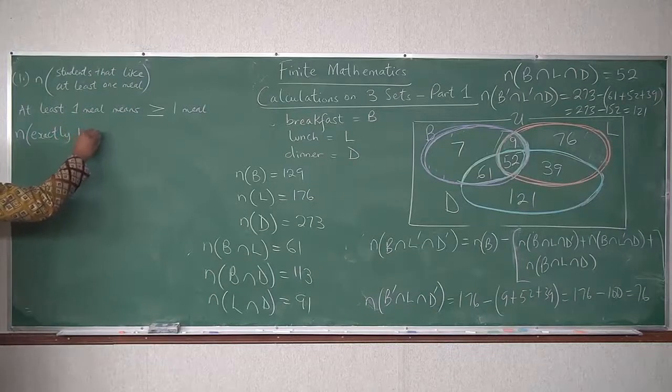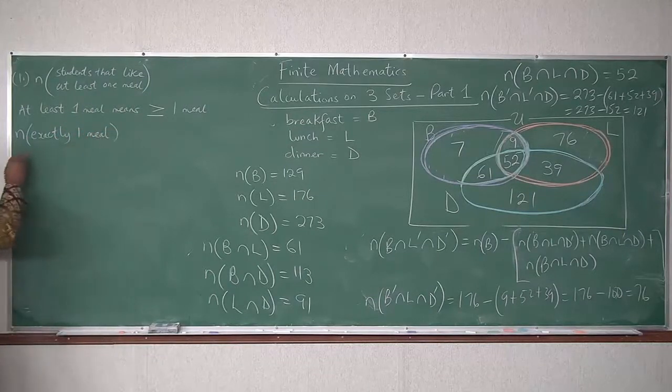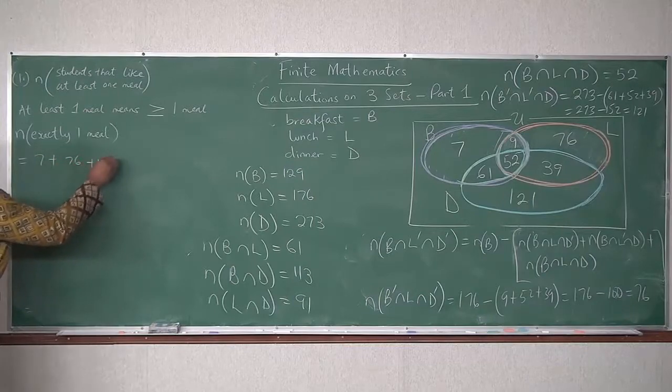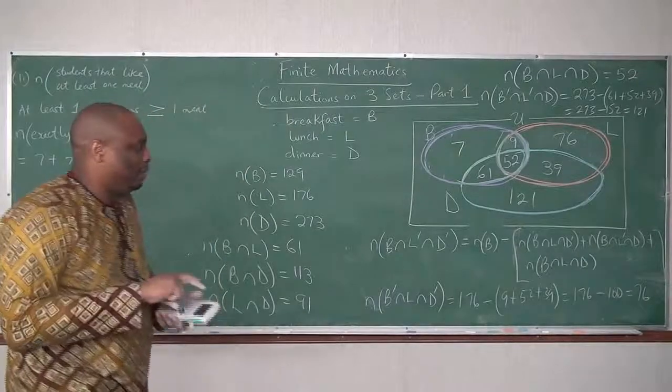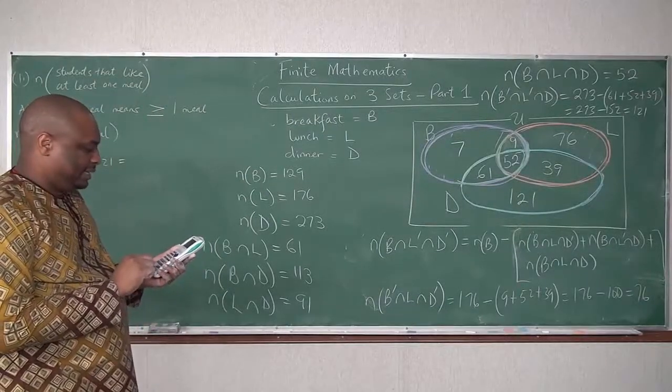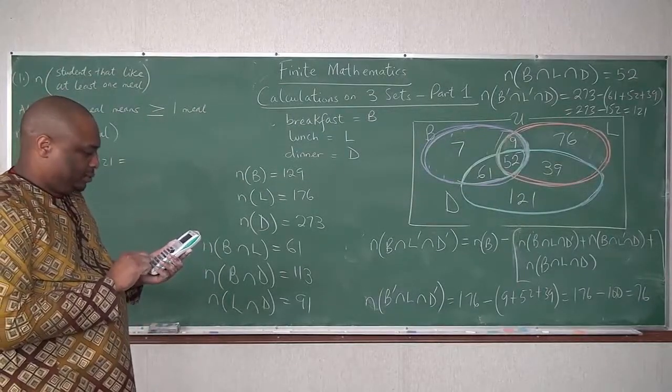Or 1 meal. Exactly 1 meal. Okay, this means 7 plus 76 plus 121. Only 1 meal. Exactly 1 meal. That is what we want to find. 7 plus 76 plus 121.